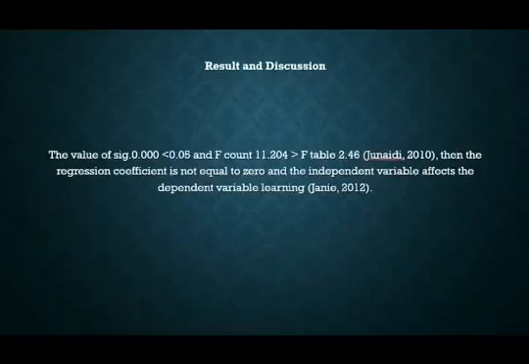The table explains that the significance value of 0.000 is lower than 0.05, and the F count of 11.204 is bigger than the F table of 2.46. Then the regression coefficients are not equal to 0, and the independent variables affect the dependent variable, learning.